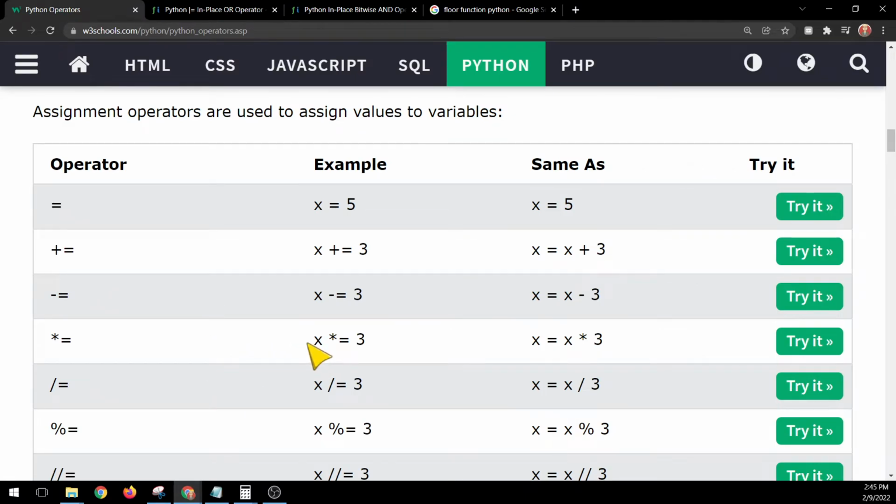Okay, times equals, or multiply equals. It's the same as x is equal to x times 3. So you notice the common theme here is whenever you see something like minus equals, multiply equals, divide equals, it's the same as the variable itself times the value, or the variable itself divided by the value. So let's give this one a try.